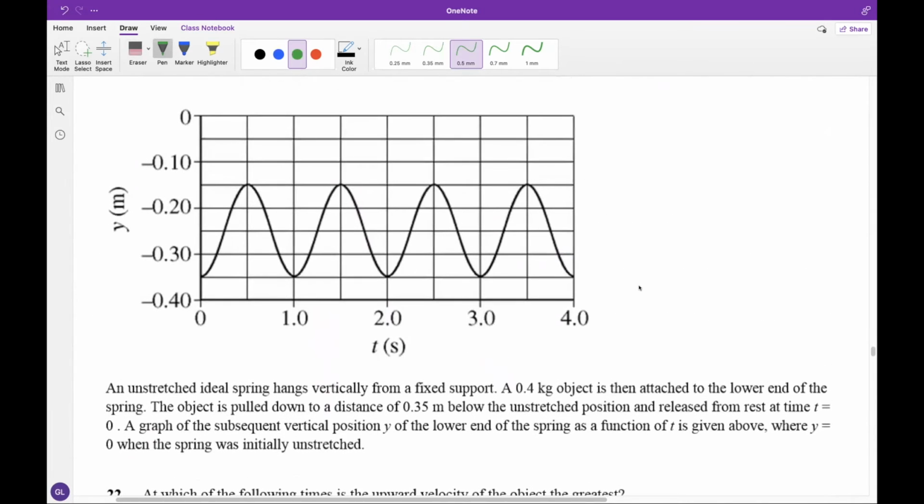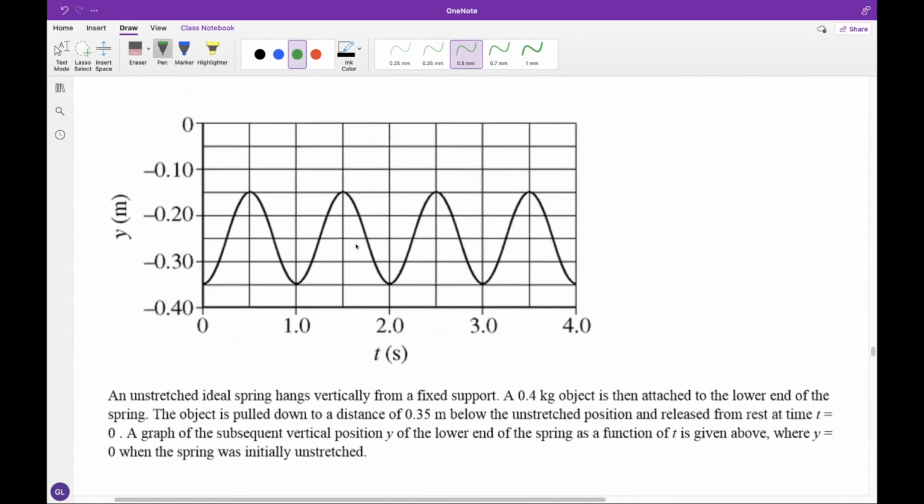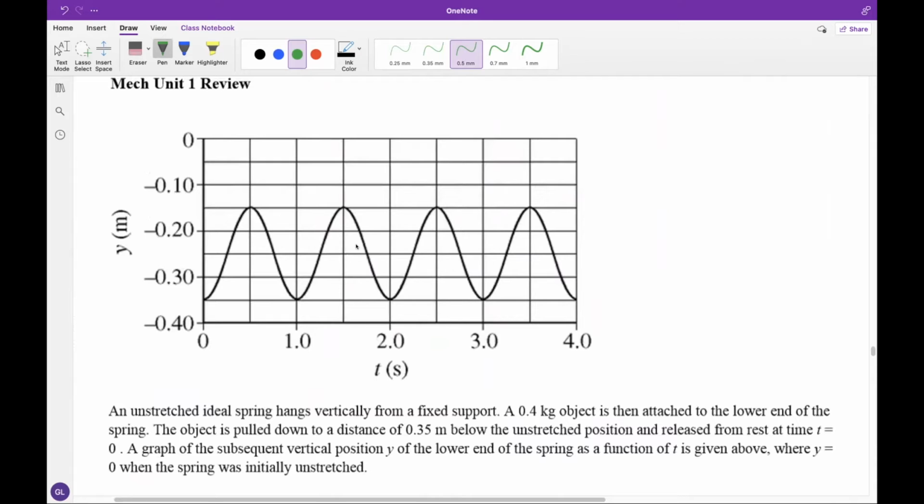So here's graph interpretation. We notice that it's a sinusoid. We should be thinking, okay, this is some type of harmonic motion. And thankfully, the question does talk about velocity, so totally applicable for unit 1.